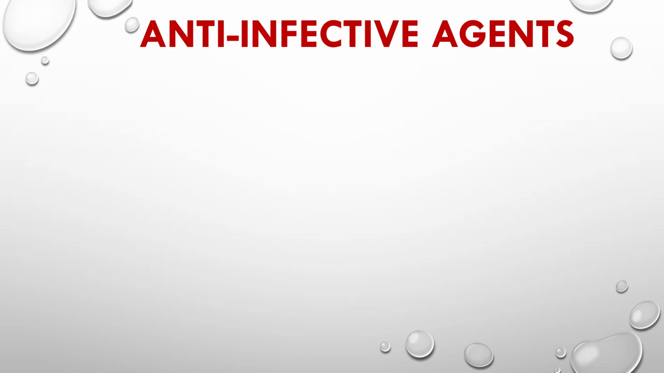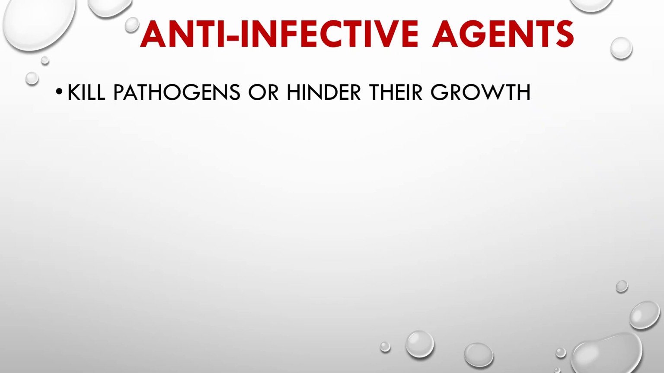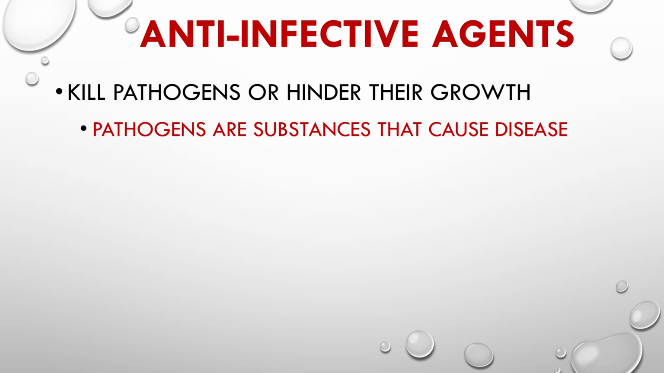All right, now we're coming into the anti-infectives. So we have antibiotics, antivirals, so just things that prevent infection, very important in surgery. So these are going to kill pathogens or hinder their growth. So not always killing them, but again, preventing infection. Pathogens are just substances that can cause disease. So they're microbes, and that includes bacteria, viruses, or other agents that are able to cause disease.